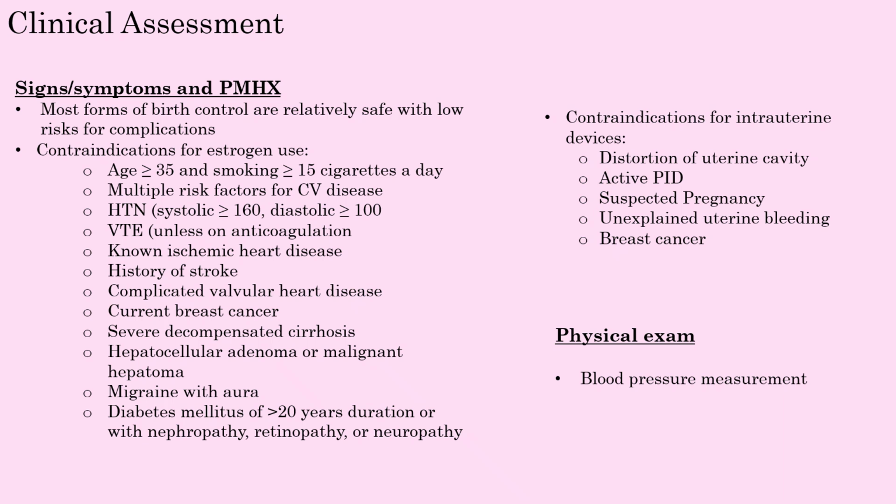Contraindications for intrauterine devices. Some of these include distortion of the uterine cavity, active pelvic inflammatory disease, suspected pregnancy, unexplained uterine bleeding, and breast cancer. For the physical exam before prescribing contraceptive methods, it really just includes a blood pressure measurement. Pelvic exams are not routinely done, but some contraindications for IUD include anatomical abnormalities and pelvic infections, both of which should be ruled out during history intake and insertion of an IUD.